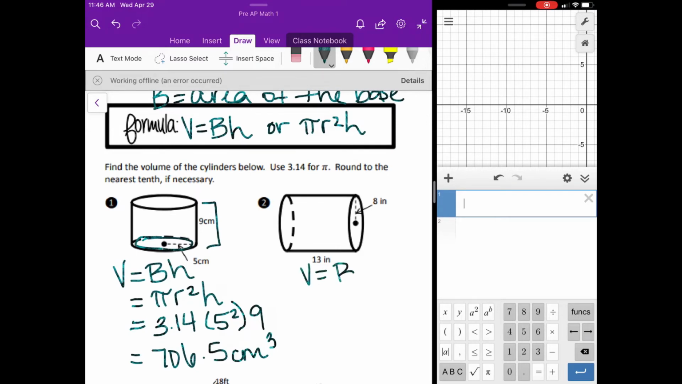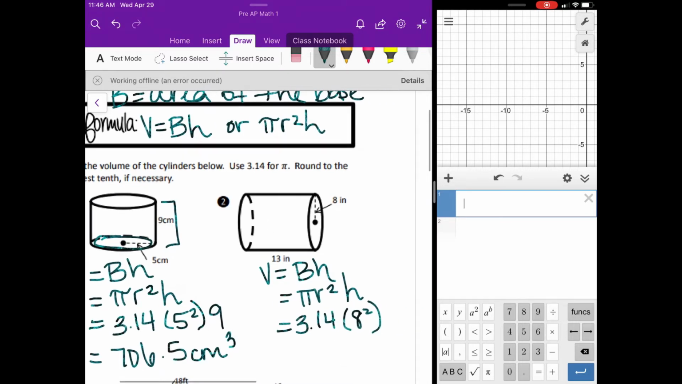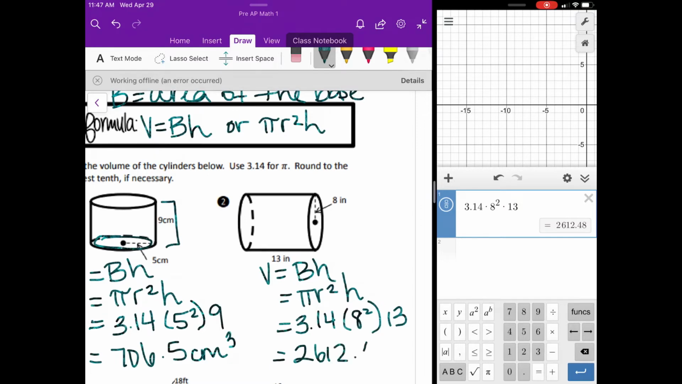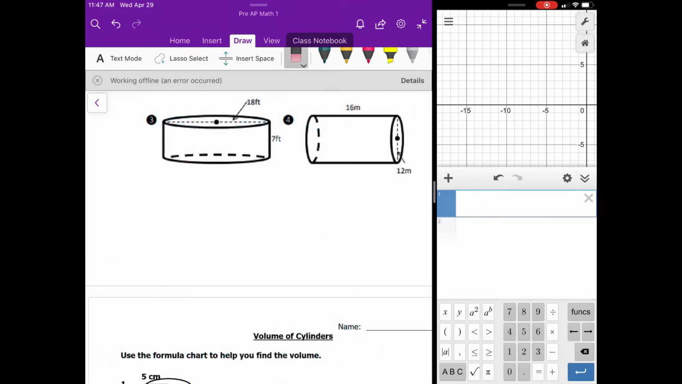Let's go ahead and look at number 2. Remember, write down your formula first. And because my base is a circle, I know I'm doing pi r squared and multiplying that times the height of my whole cylinder. Pi is always the same, 3.14. My radius in this case is 8. I'm going to square 8. And then the height of my whole cylinder is 13. So put that into your calculator or Desmos. 3.14 times 8 squared times 13, and that is going to give me 2,612.48 inches cubed.